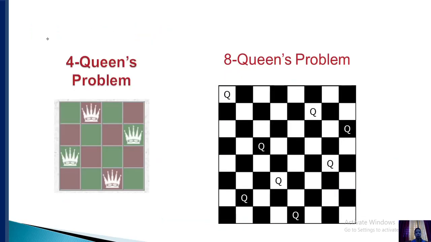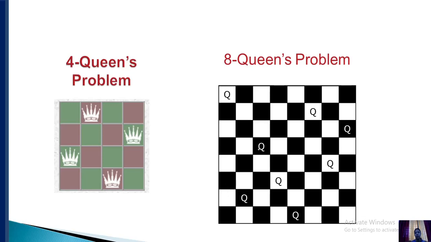If we take a 4 cross 4 chessboard or an 8 cross 8 chessboard, this is the solution for placing these 4 queens in this case and 8 queens in this place. And the mirror image of this 4 cross 4 chessboard will also be another solution. The same thing goes for 8 cross 8 also. The mirror image of this 8 cross 8 chessboard will be the next solution.